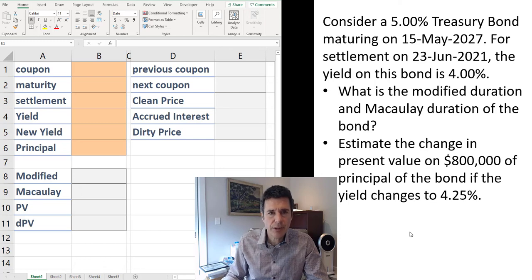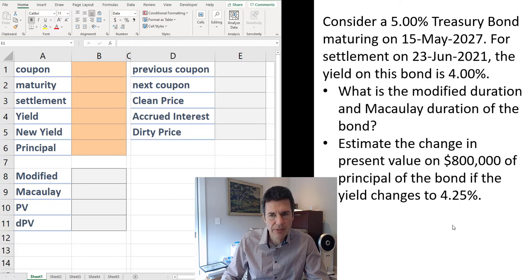Consider a 5% coupon treasury bond maturing on the 15th of May 2027. For settlement of 23rd of June 2021, the yield on this bond is 4%. We want to find the modified duration and Macaulay duration for this bond, and we want to estimate the change in present value on $800,000 of principal of the bond if the yield changes to 4.25%.